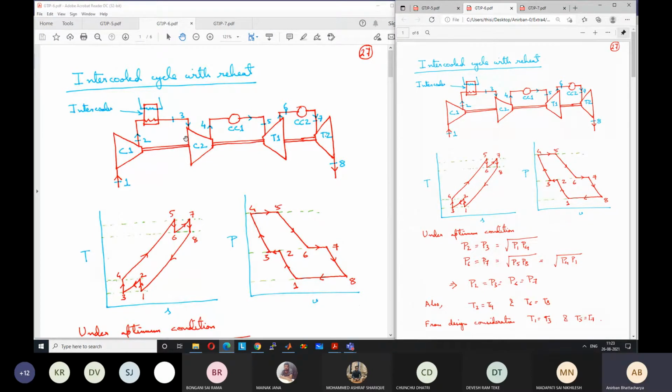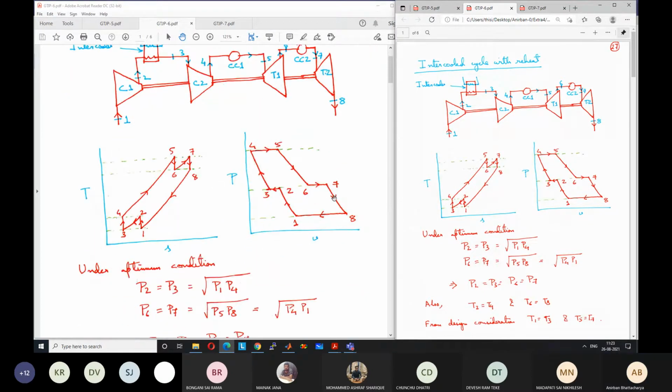This is how the component diagram looks. And the PV diagram again is very simple. 1 to 2 is the isentropic compression. 2 to 3, constant pressure heat rejection. 3 to 4 is the isentropic compression in the second compressor. 4 to 5 is the constant pressure heat addition in the first combustion chamber.